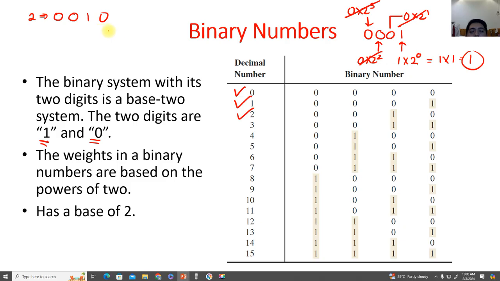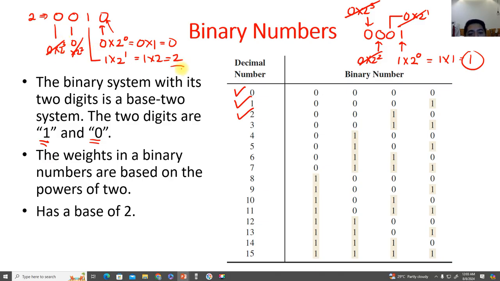How does that happen? By inspection, we have 0 here times 2 raised to 0, so 0 times 1 is still 0. Here we have 1 times 2 raised to 1 because its position is 1. We started counting with 0 here: 0, 1, 2, 3. So 1 times 2 raised to 1 is 1 times 2 equals 2. The rest are 0 times 2 squared, which is still 0, and 0 times 2 cubed, which is still 0. That's why we have 2 here.